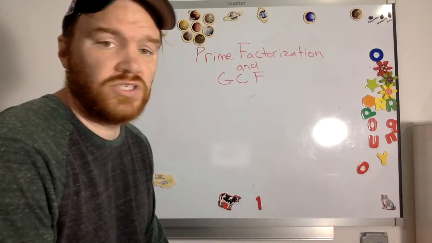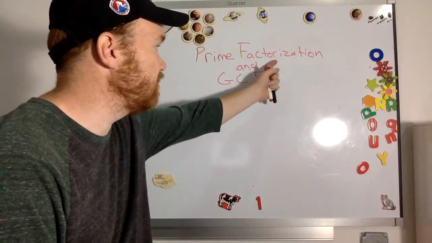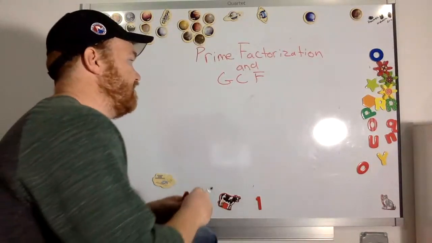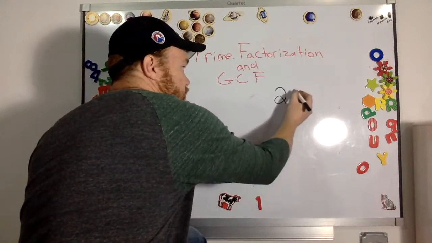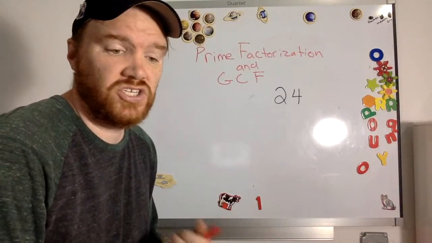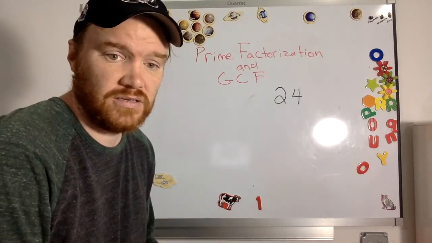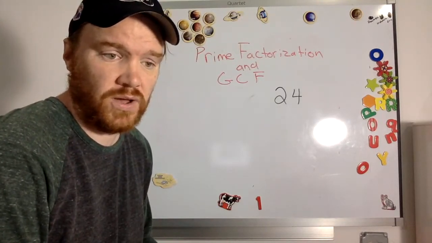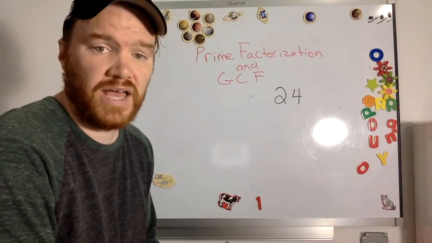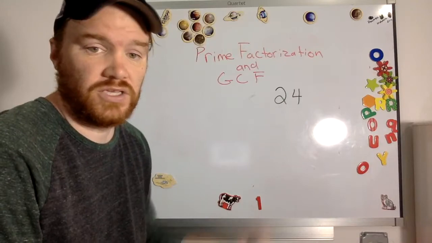Okay, here we go. So we're going to do prime factorization and GCF. The first thing we need to do is look at what a prime factorization is. Prime factorization is when I take a number, in this case 24, and I break 24 down into becoming a product of prime numbers only. So my goal is to eventually get only prime numbers, but when I multiply those prime numbers together, I'll end up getting 24. Okay, so how do we do that?